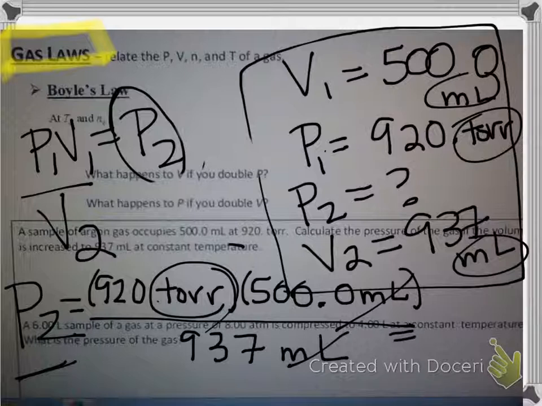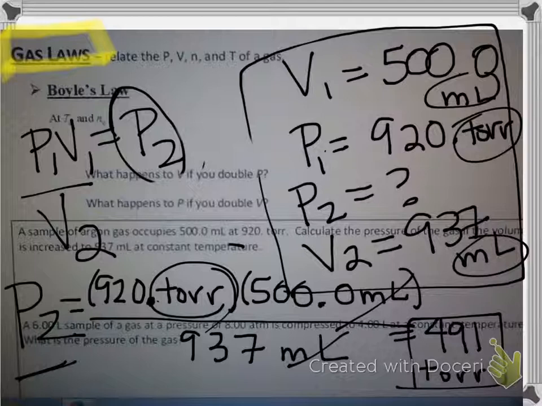So I've got 920, 3 significant figures, times 500 divided by 937. Make sure you can do this in your calculator correctly, okay? Because I'm going to move on. And when I multiply and divide all this together, it looks like 3 significant figures, I get 491 torr. Okay, 491 torr. That will be the new pressure.